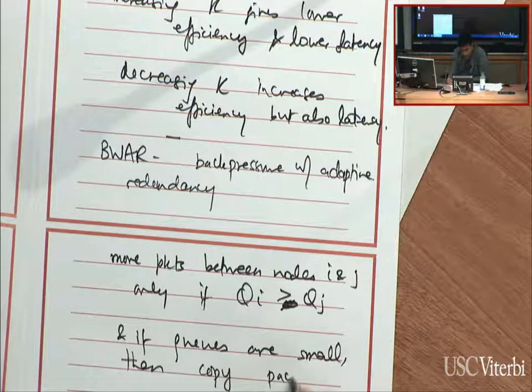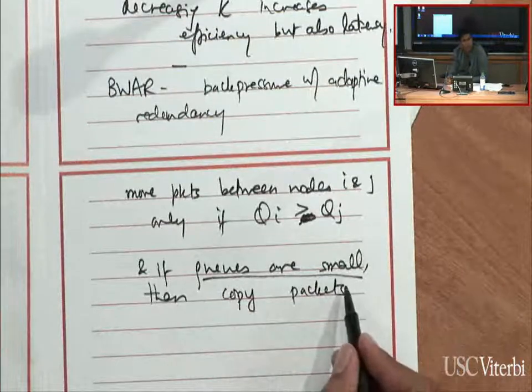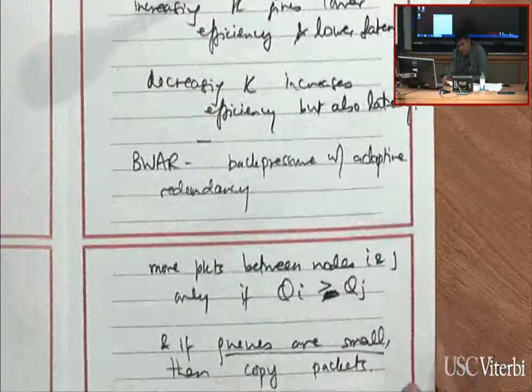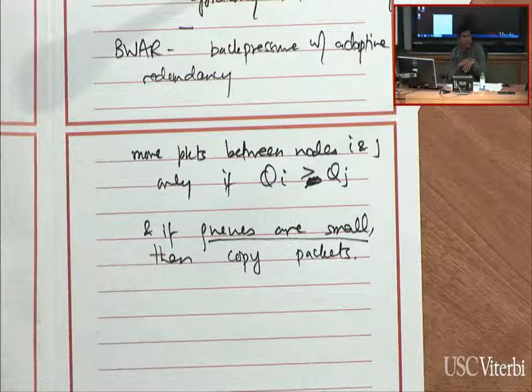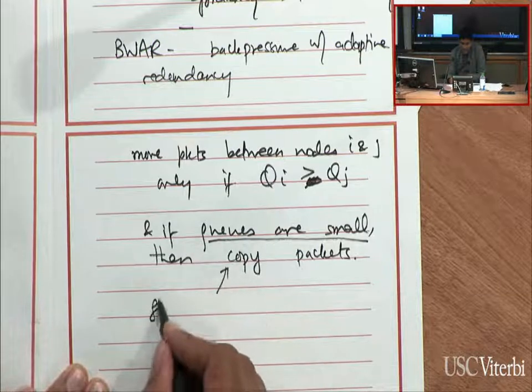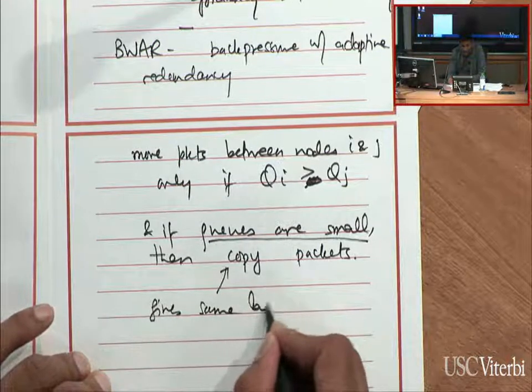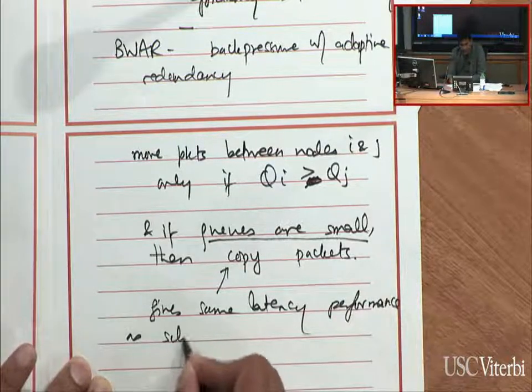So the point is that you don't always copy packets, you only copy packets when queues are small. The benefit of this approach is when the network is starting to get congested, if you have a lot of data in the network, which the previous schemes don't care about, then it becomes inefficient to be creating additional copies, which reduces your throughput. And so back pressure with adaptive redundancy only makes copies if the queue sizes are below some threshold. And what we can show is that this gives the same latency performance as schemes like spray and wait.